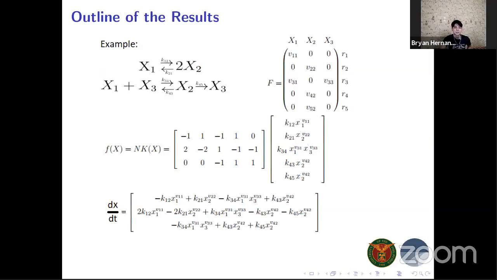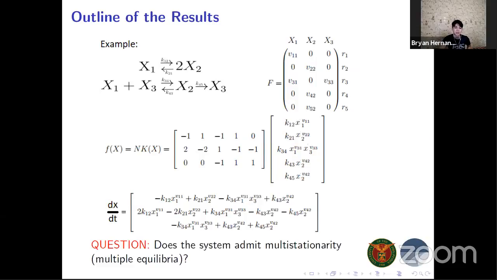Let's consider the following example. This is the example earlier, so you have 5 reactions. Suppose this is F, the kinetic order matrix. And then we actually got this N a while ago, so this is the stoichiometric matrix. And this is the corresponding kinetics. If we multiply, then we're going to get f of x, and this is precisely the ODE for the system. Now, if we equate this to 0, we can look at multiple equilibria.